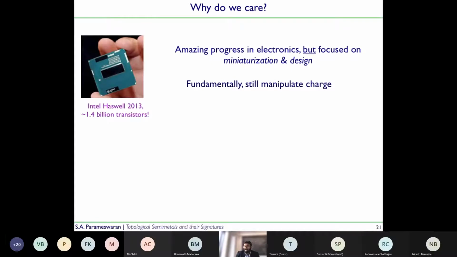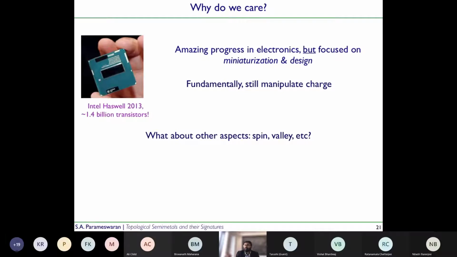But the key idea is that you could miniaturize them, so that in 2013 you can put 1.4 billion transistors onto the best Intel chip, and in the 7 years since then, it's improved even further. But if you look at where this progress came from, it focused basically on miniaturization and clever design. How do you pack more things on a chip? How do you do fabrication, very large scale integration? What has not changed is that fundamentally, all these transistors are still essentially switching the flow of charge around. You're not using any other degrees of freedom, you're still manipulating charge.